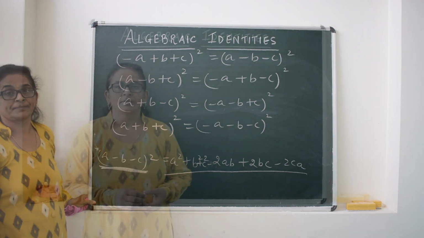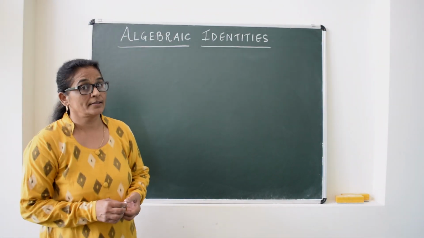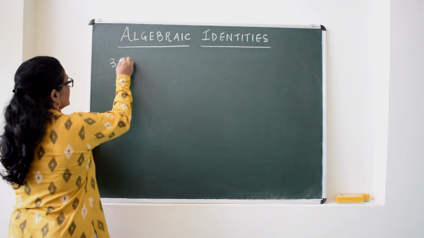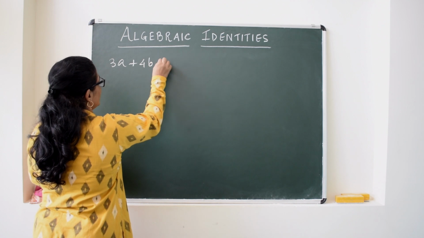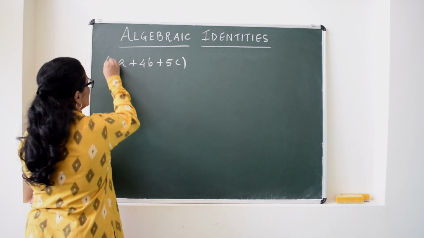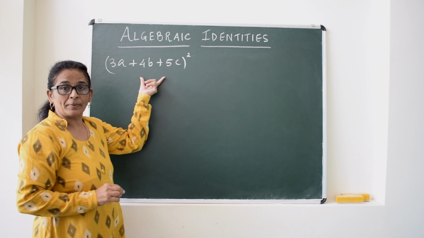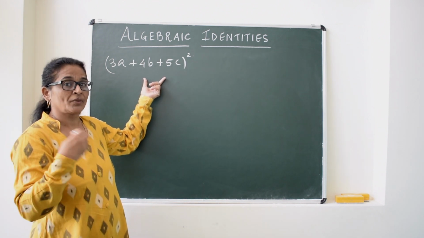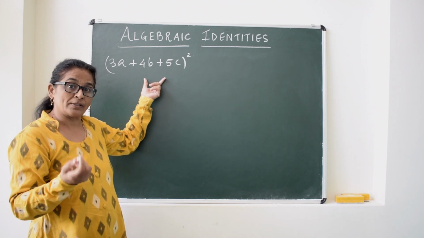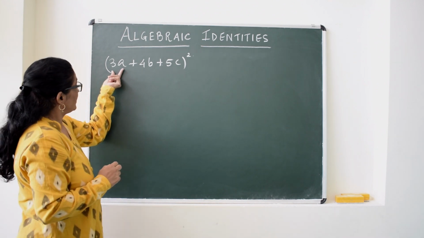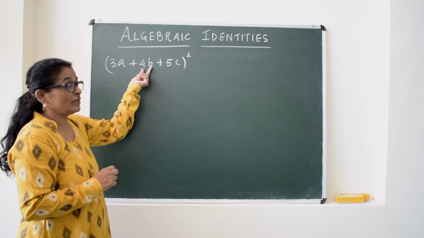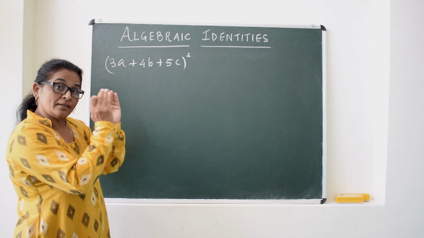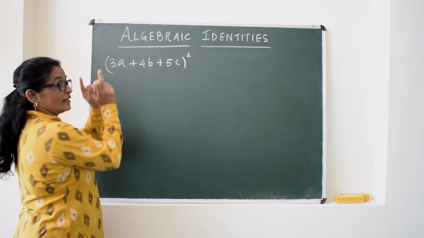Now we'll see how we can apply the identity a plus b plus c the whole square. If the question is 3a plus 4b plus 5c the whole square, we compare it with a plus b plus c the whole square, and the expansion is a square plus b square plus c square plus twice ab plus twice bc plus twice ca. Now in place of a it's 3a, in place of b it's 4b, in place of c it's 5c. So we'll take the term 3a as one term.